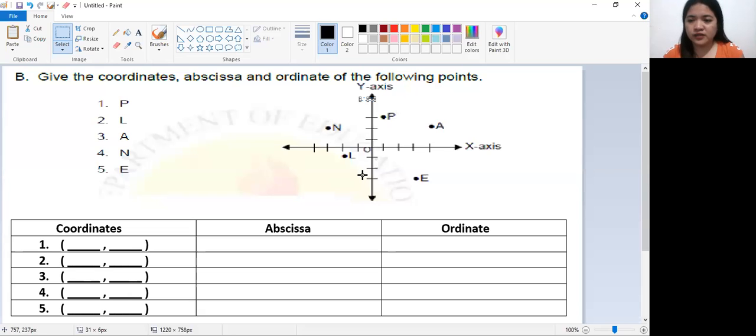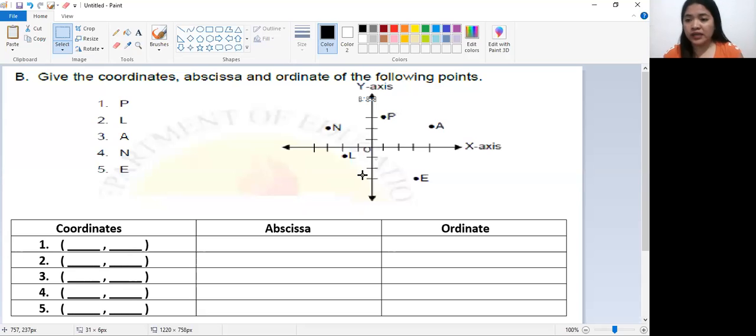Okay, so continue natin yung discussion sa post-test, yung answer sa post-test. So, nasa B na tayo. So, sa B, you're going to give the coordinates, abscissa, and ordinate of the following points. So, gumawa tayo ng table sa baba.